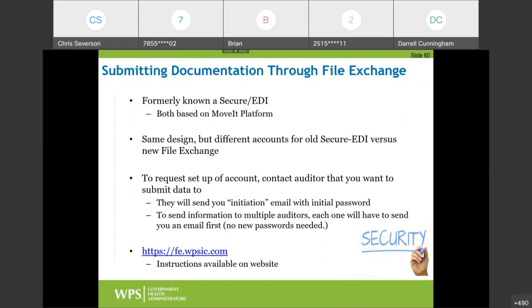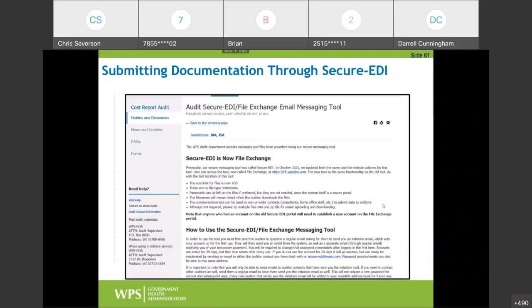FE stands for file exchange, essentially. And the instructions are available on the website. In fact, I have a screenshot here. You'll notice now it's calling it file exchange. Everything else is pretty much the same.